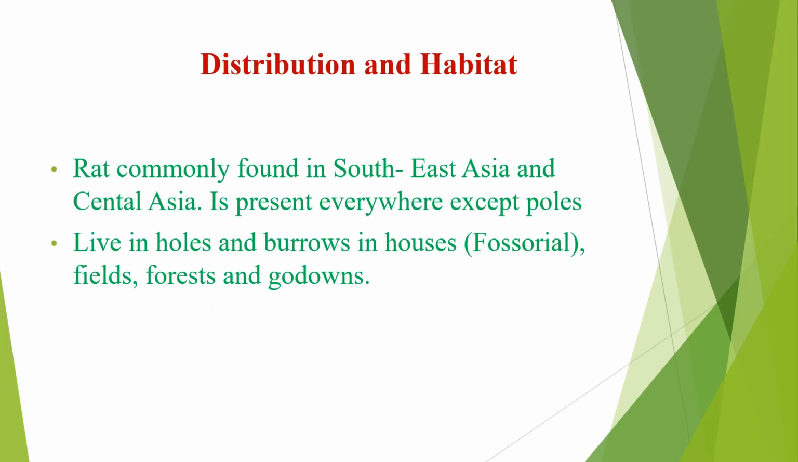Now first of all, I will tell you about the distribution and habitat of rat. Rat is commonly found in Southeast Asia and Central Asia. It is almost found everywhere in the earth except at poles. Rat is a fossorial animal. It means it makes burrows in the houses, lives in holes. It is also found in cultivated fields, forests, godowns, etc.